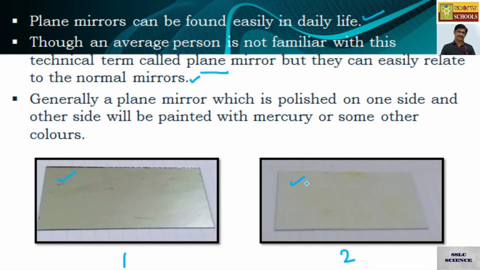The polished surface is meant for reflection purpose and to form the strong image. The reason for painting the mercury or any other color is to provide the reflection properly, or else the light would travel through it very easily, and hence no question of reflection. That's the reason why the plane mirrors are maintained like that. I hope you are all following this.